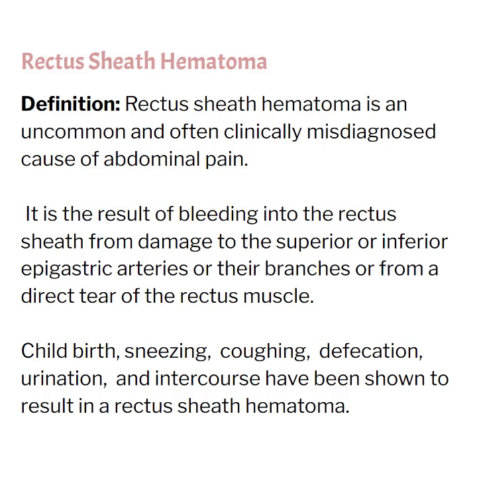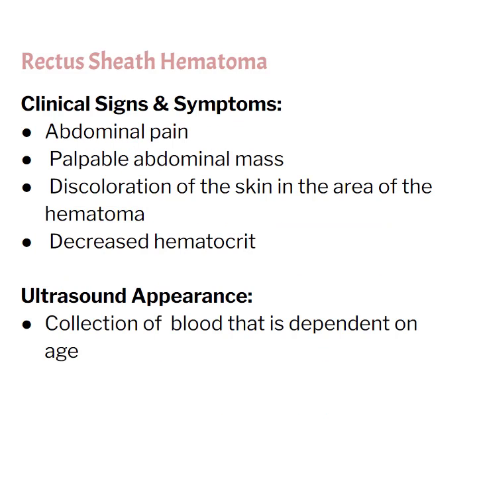What typically happens is that some sort of trauma happens to the superior or inferior epigastric arteries, causing them to bleed into the covering. Rectus sheath hematomas are the result of some sort of trauma or injury to the rectus sheath itself or to the inferior or superior epigastric arteries that run in the same area. Anything that causes extreme use of your abdominal muscles, such as childbirth, sneezing, coughing, defecation, can all cause the rectus sheath to tear, therefore resulting in a hematoma.